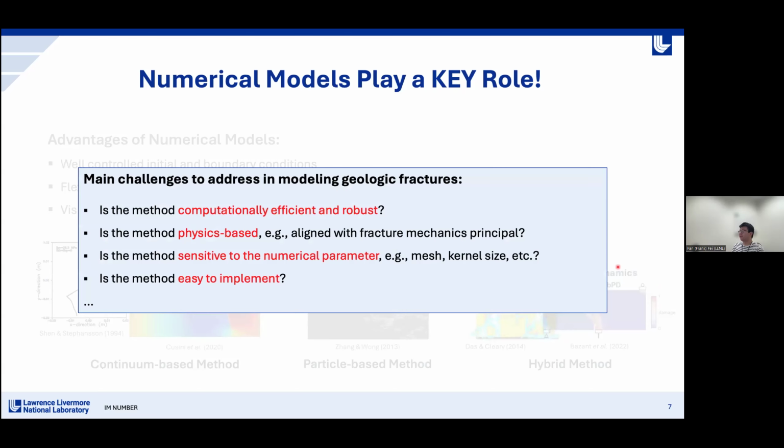But even with the advancement of computational modeling and the increasing computing power, the numerical modeling of geological fractures still remains pretty challenging. And here I've listed some of the main challenges or questions we should address.